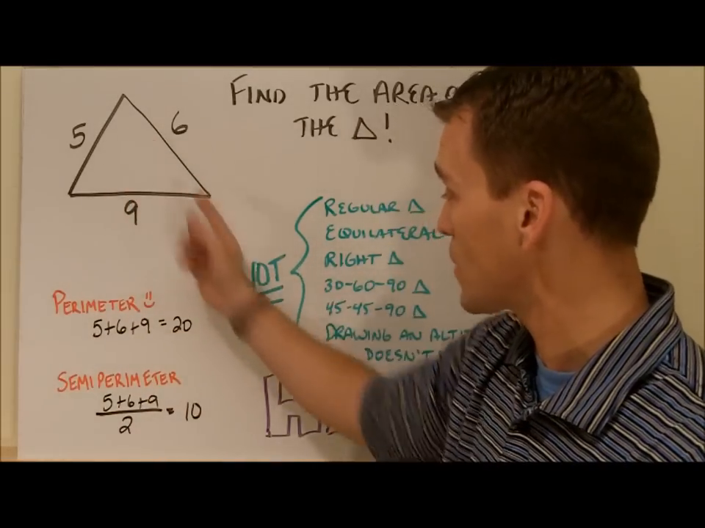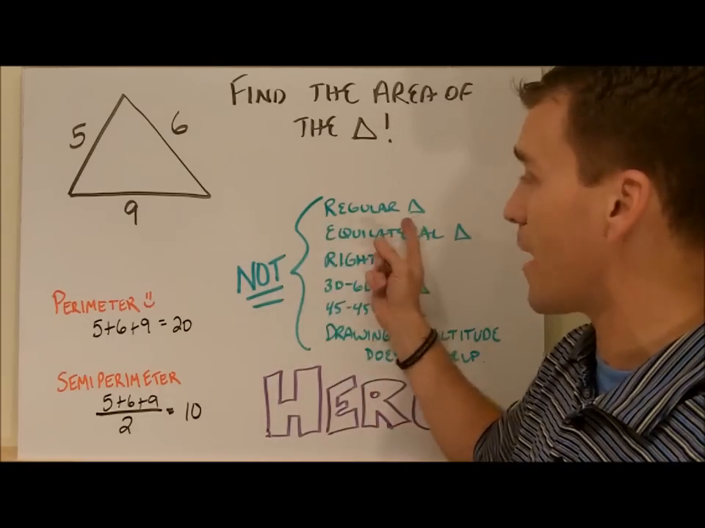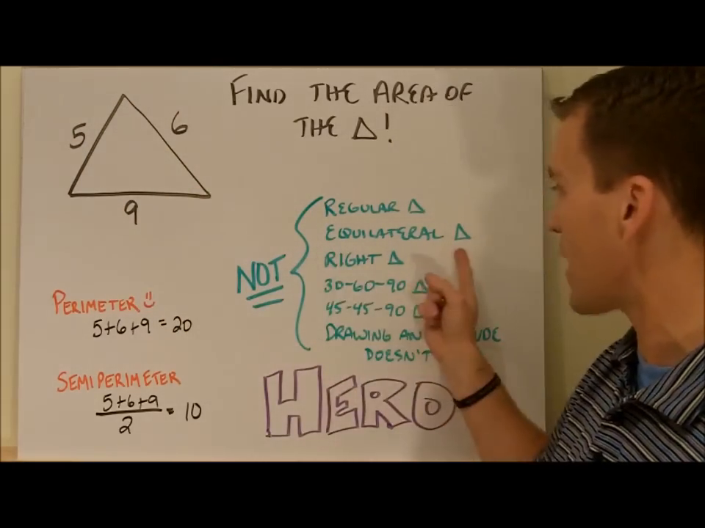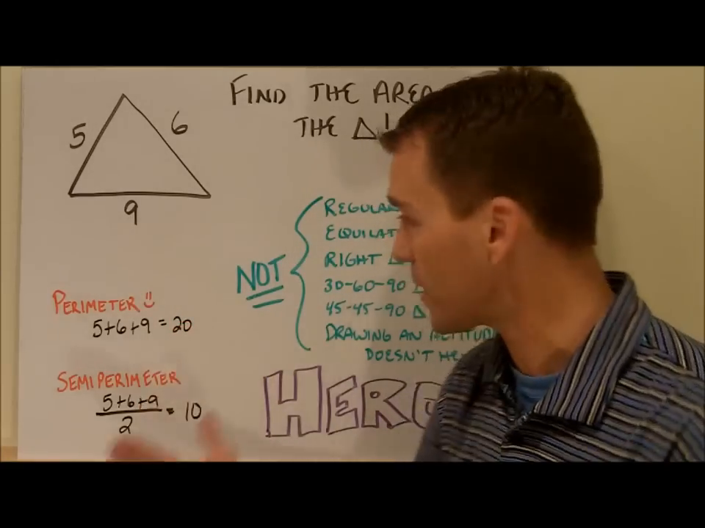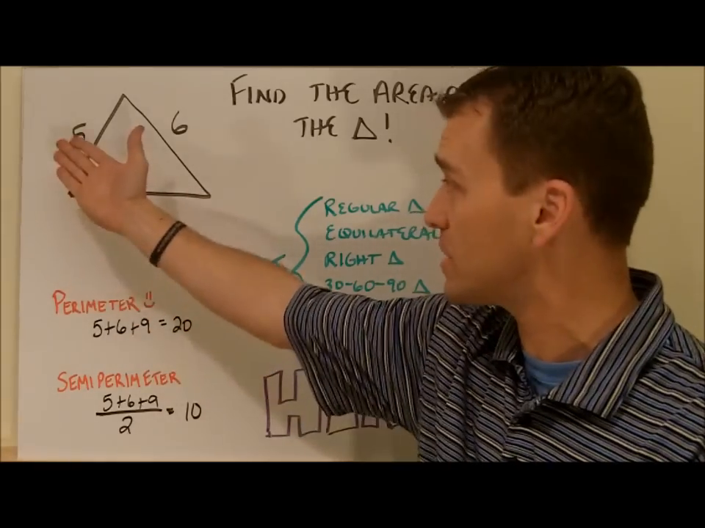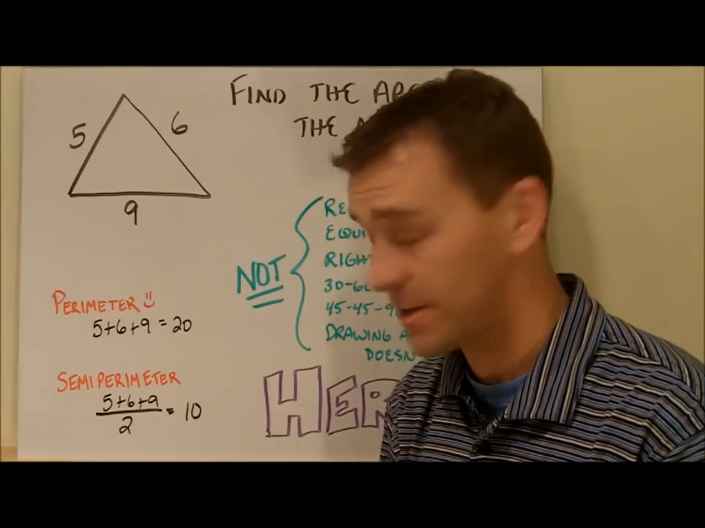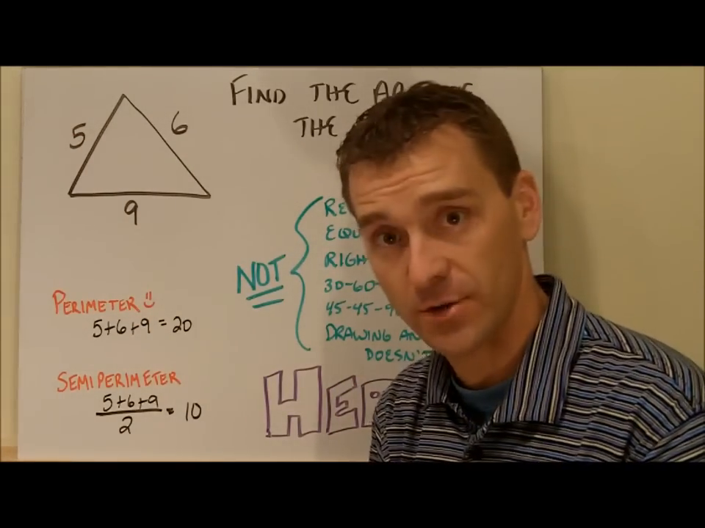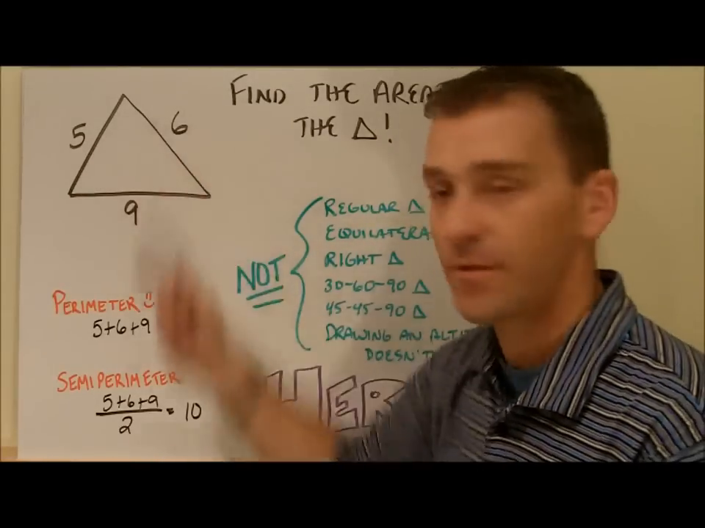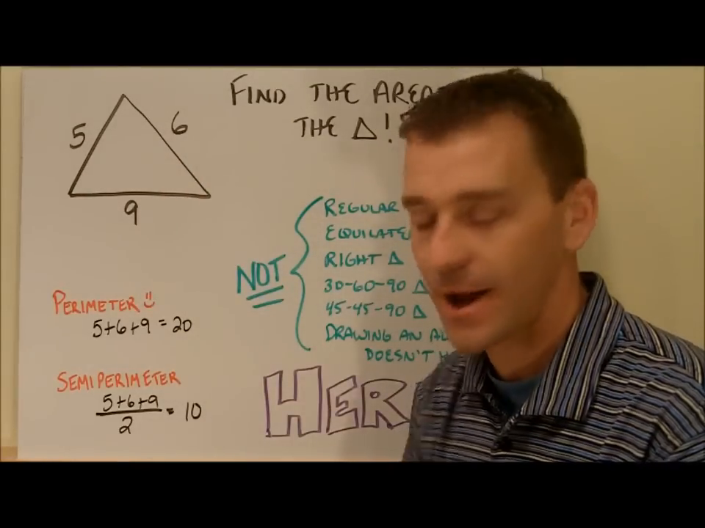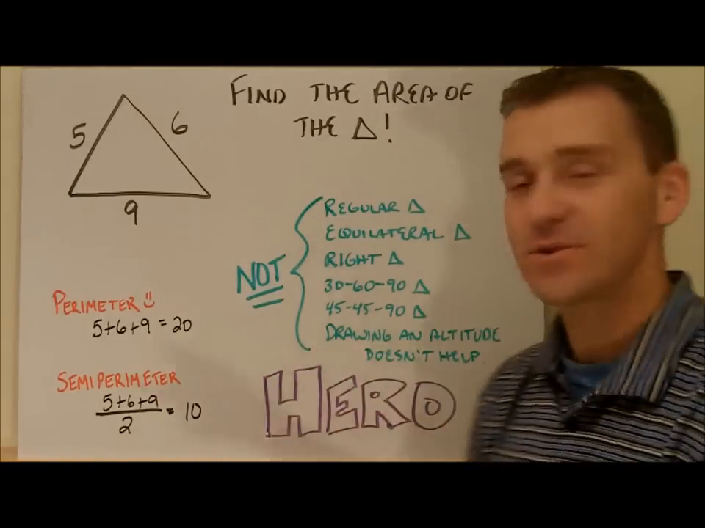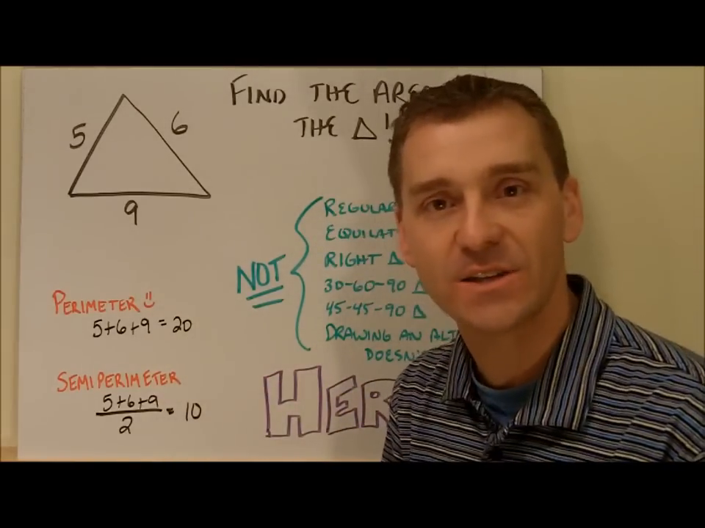If you look at it, nope, it's not a regular triangle. All the sides aren't the same, which means it's not an equilateral triangle, so I can't use that formula. Nope, it's not a right triangle. There's no right angles given. In fact, if you did the Pythagorean theorem, you'd find out it doesn't satisfy it, so therefore it's not a right triangle. Darn. Nope, it's not a 30, 60, 90 triangle. It's not in the ratio of x, x root 3, and 2x. Next one. Nope, it's not a 45, 45, 90 triangle. It's not in the ratio of x, x, and x root 2.